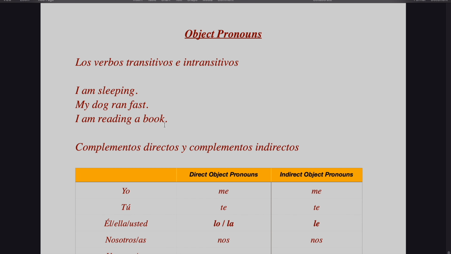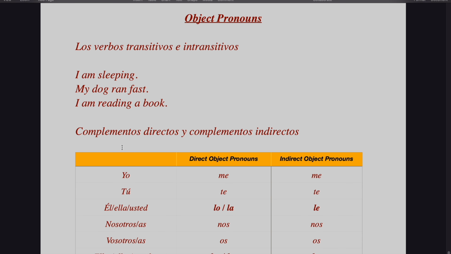And I am reading a book. Here we have got an object, which is a book. What am I reading? A book. So a book is one object in this particular sentence. So whenever we have only one object, that becomes the direct object. And when there are more than one object, then the second one becomes the indirect object. So they are called complementos directos, that means direct objects, and complementos indirectos, indirect objects.